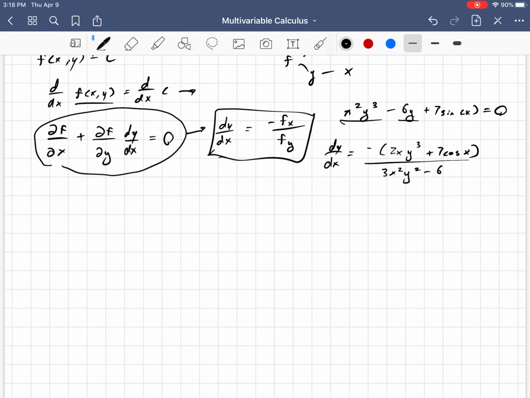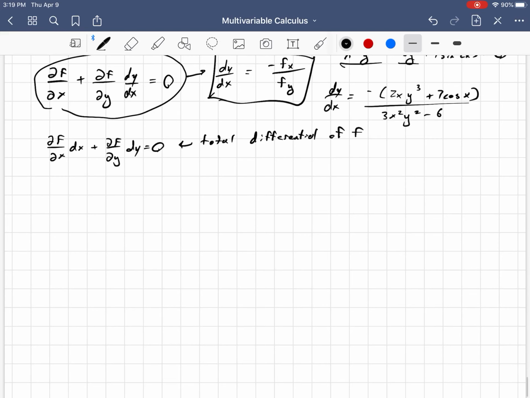Now, if I were to take this here and multiply by a dx, I would get that partial f with respect to x times dx plus partial f with respect to y times dy is equal to 0. And this is known as, from calc 3, the total differential of f.